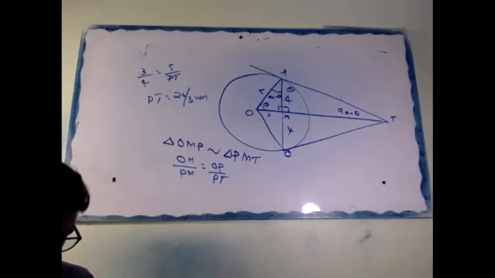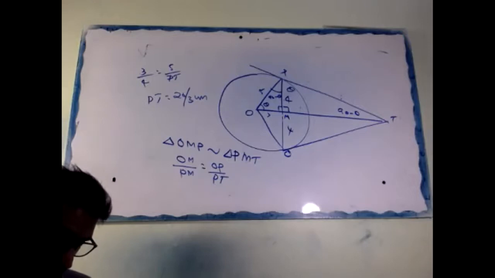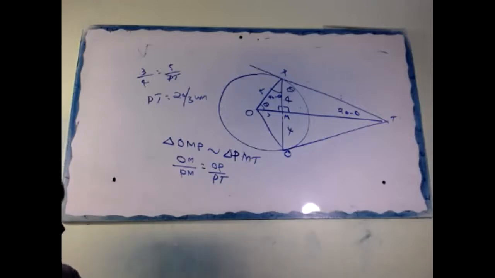Two tangents TP and TQ are drawn to a circle with center O from an external point T. Prove that angle PTQ equals 2 times angle OPQ.